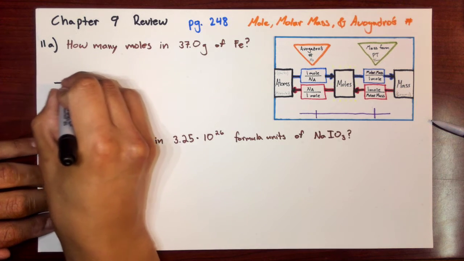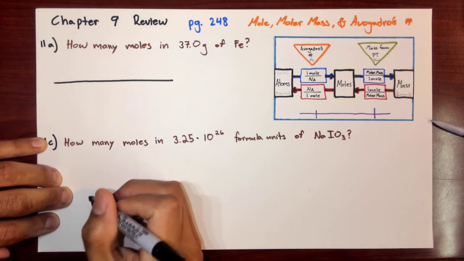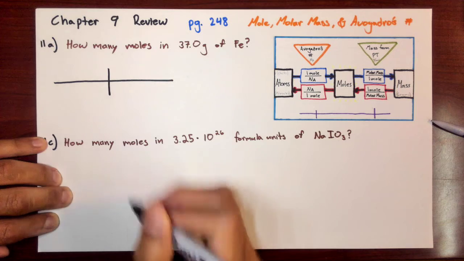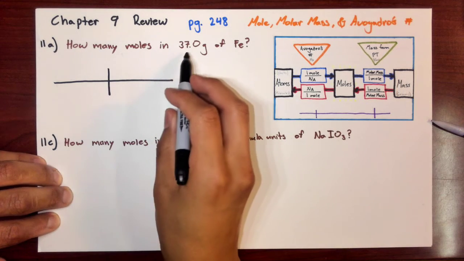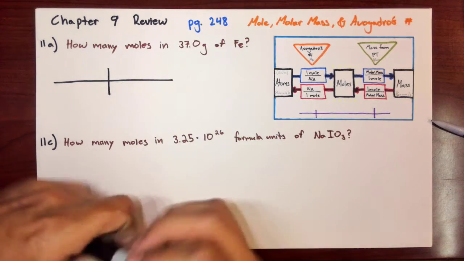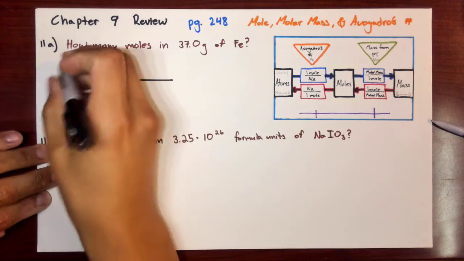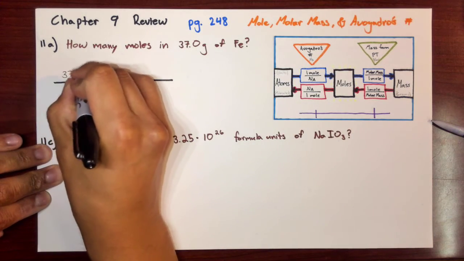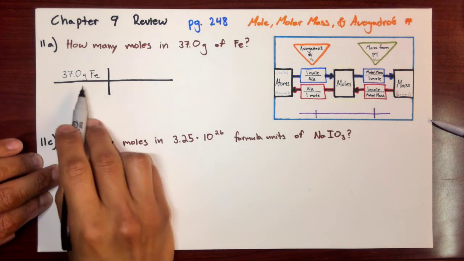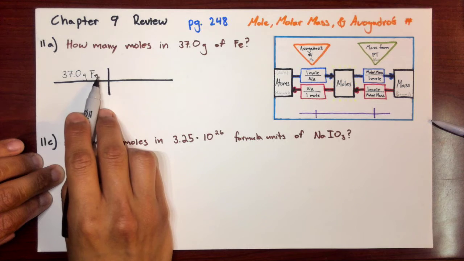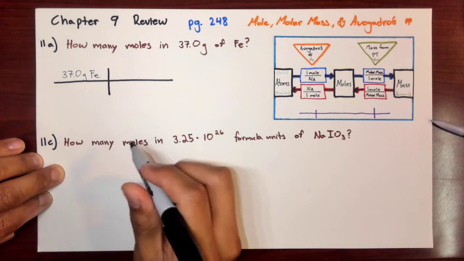All we're going to have to do is go ahead and set up a bridge with 1 column. Now we're starting with mass, right? So that's the first thing that you're going to write in there. We're going to go ahead and write this 37 grams. So we have 37.0 grams of Fe, and I want you guys always to write down the unit and write down the atom as well, the element, whatever it is that you're using.